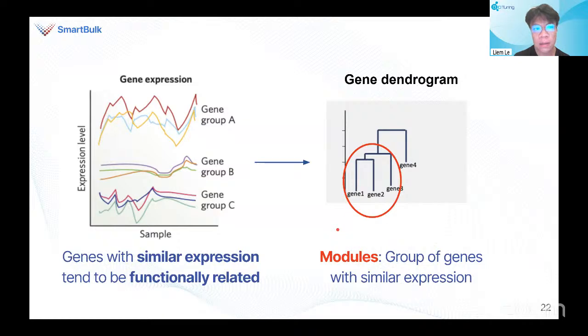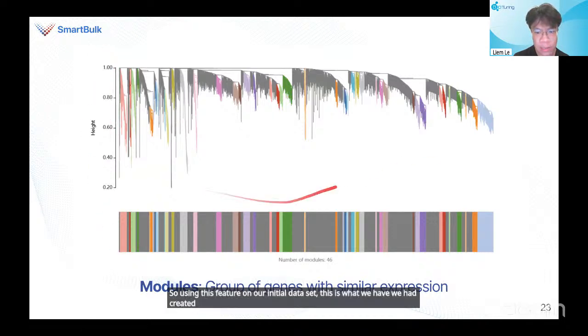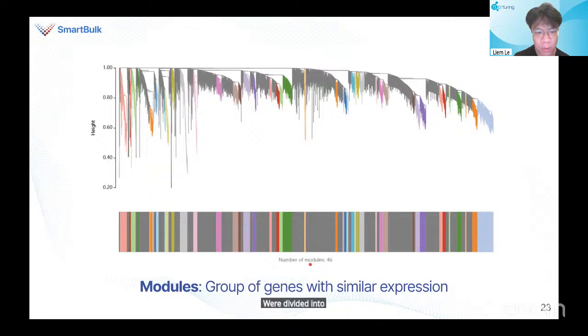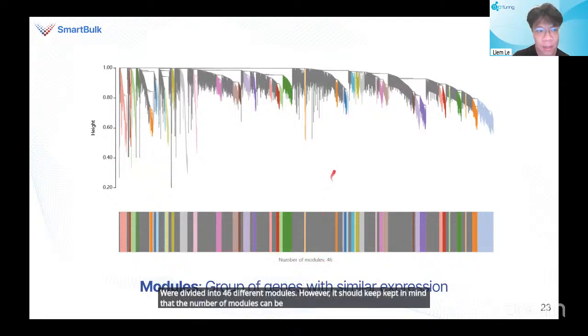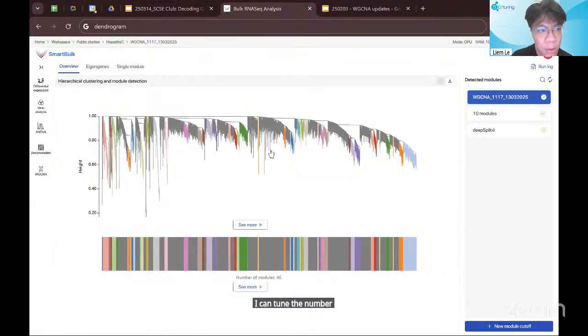So using this feature on our initial data set, this is what we have. We have created a dendrogram of genes that by using the default parameters were divided into 46 different modules. However, it should be kept in mind that the number of modules can be adjusted. So I think I will go on to a live demo to show how I can tune the number of modules.